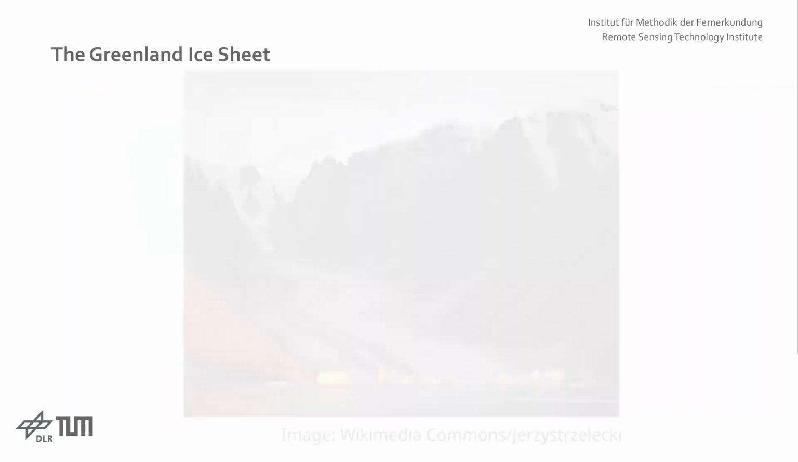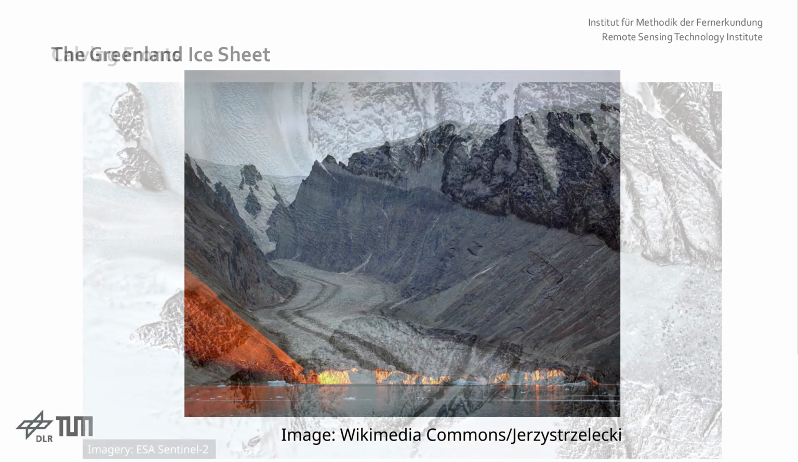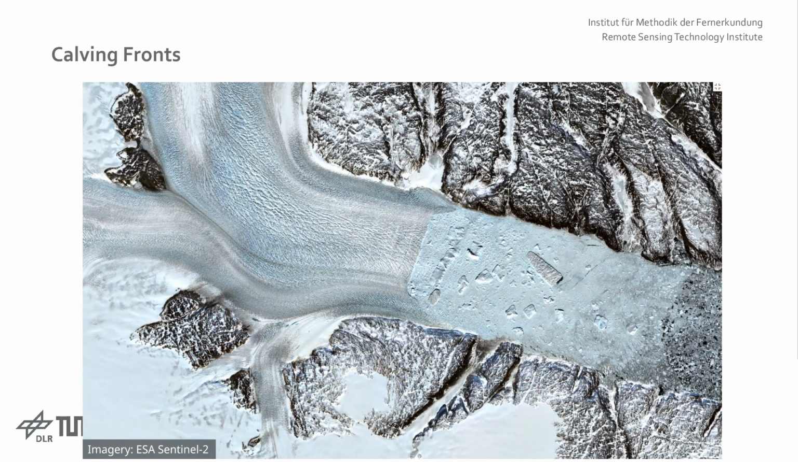In our work, we are monitoring the calving front of marine terminating glaciers. What does that mean? Intuitively speaking, we want to track the end of the glacier. For example, in this image, the calving front would be represented by this red line. So we care only about ice that is still connected to the main ice sheet. Ice that is already floating on the water is considered sea ice and not glacier ice.